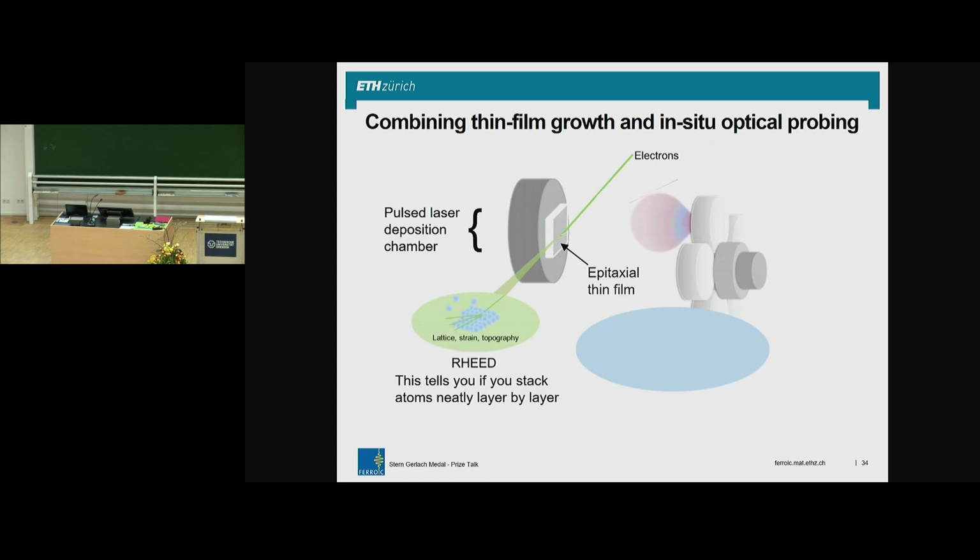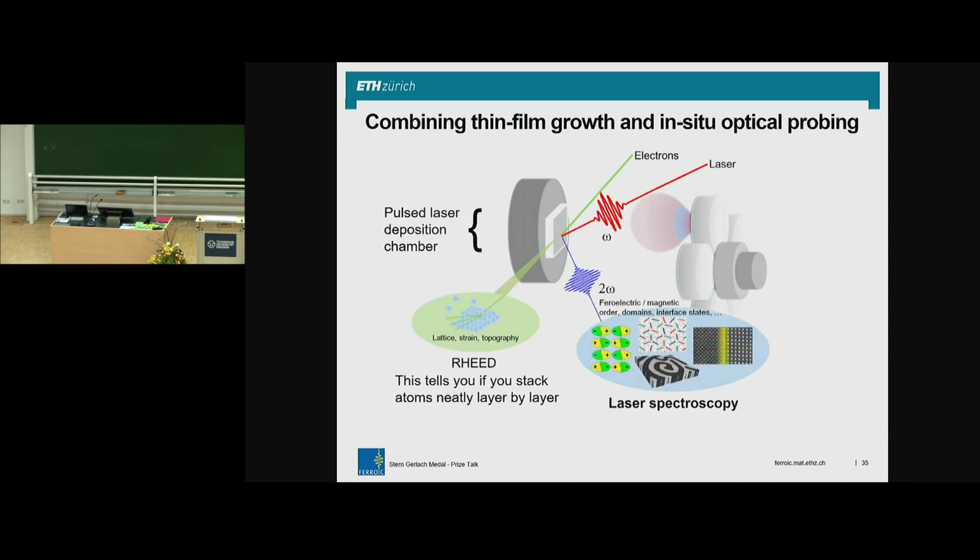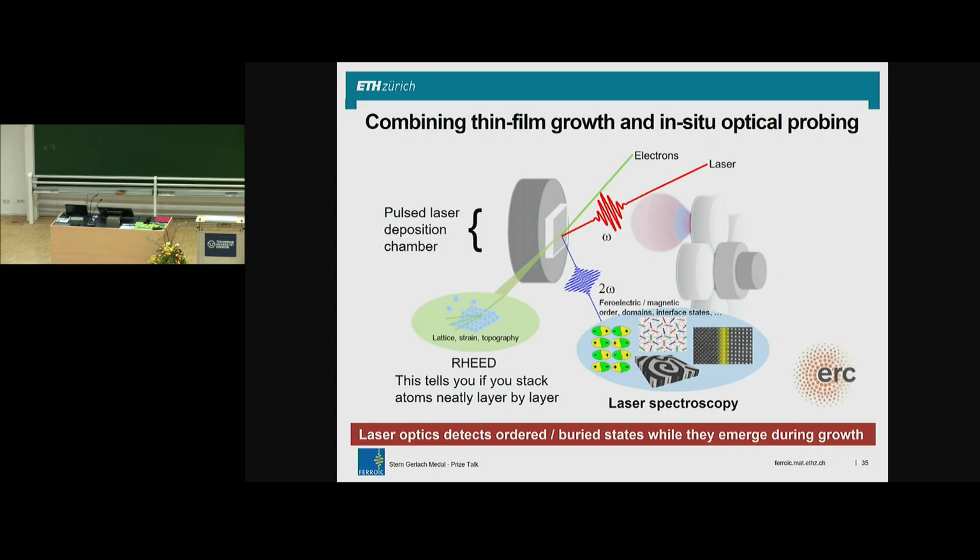You have electron diffraction that tells you that you are neatly building atomic layer on atomic layer when you grow a thin film. But you cannot see what you grow the film for, namely, does it properly get ferroelectric or magnetic? So then we said, okay, let's not only send an electron, but also a light beam into our chamber that can probe this. So now we can see a sample growing.